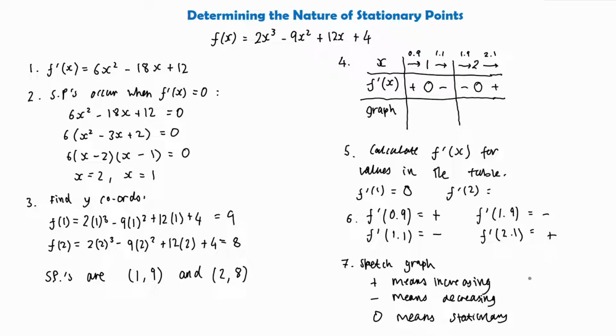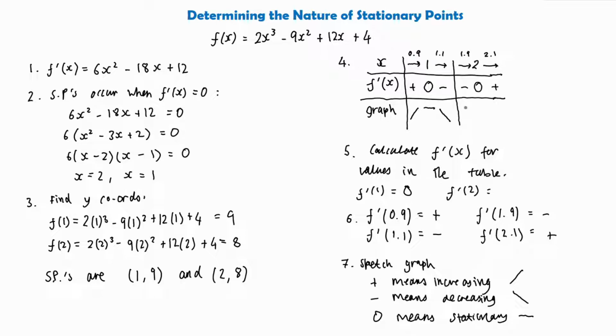So what did we say increasing looks like? Well, we said it looks something like this. We said decreasing looks something like this. And stationary will just give a flat line like this. So we can sketch what these are going to look like. So when it approaches 1, we said at 0.9 it's going to be increasing. Then when it gets to 0, it's going to be stationary. And then when it gets to 1.1, it's decreasing like so.